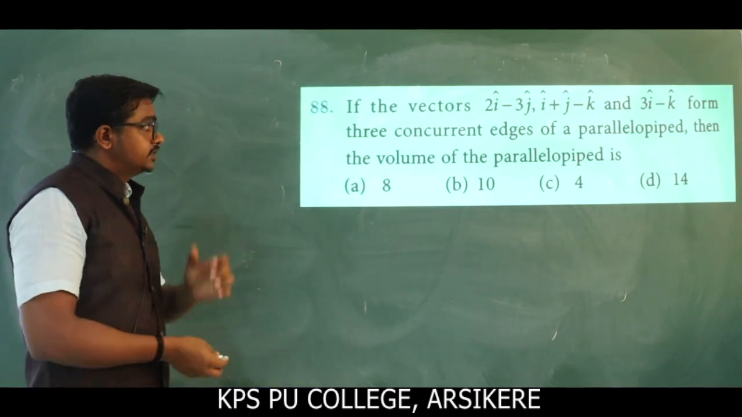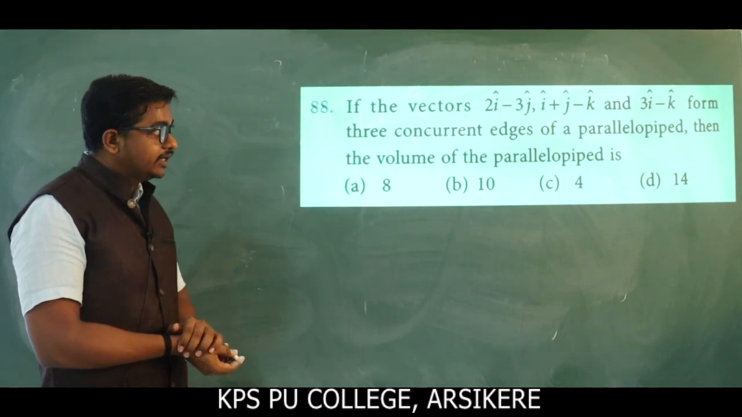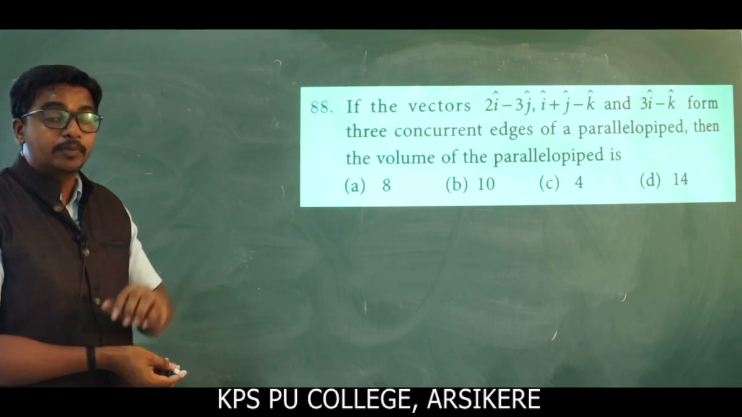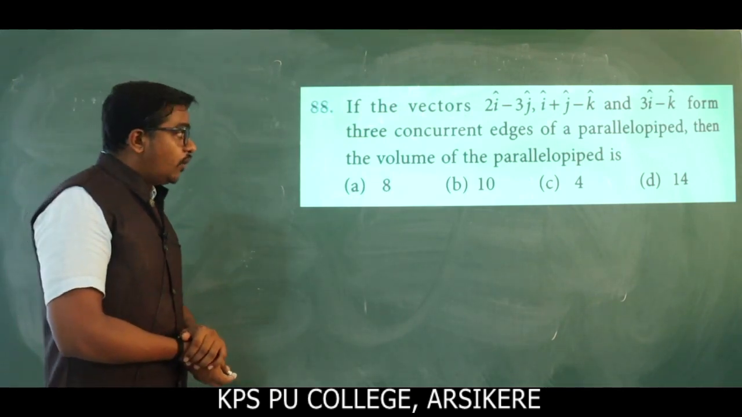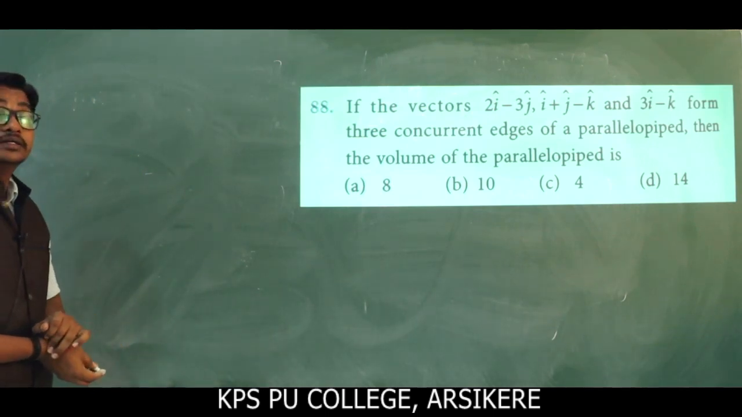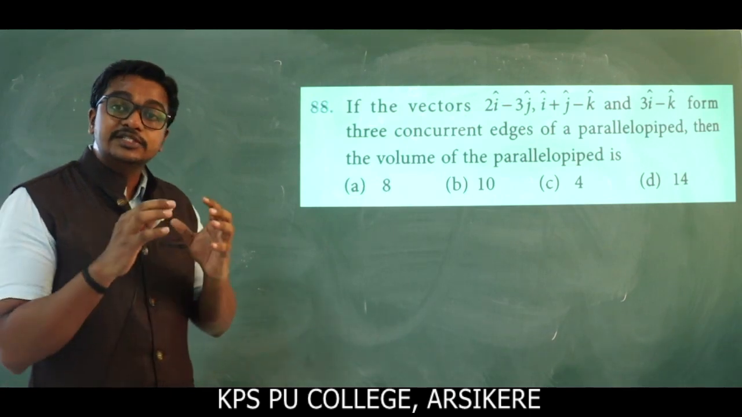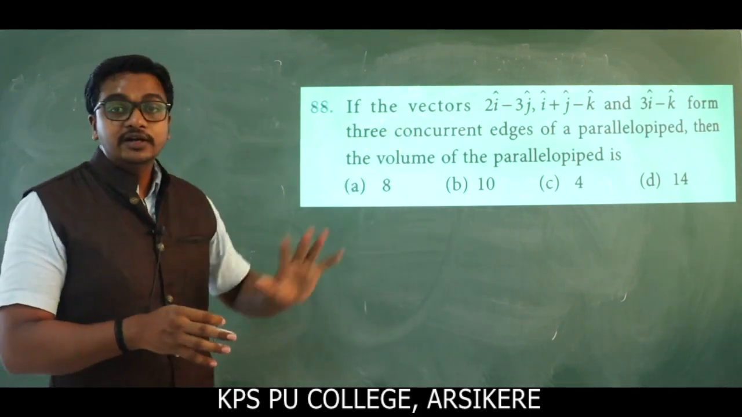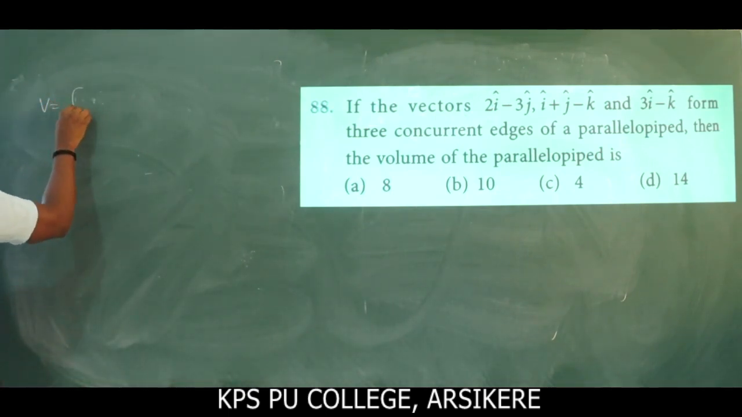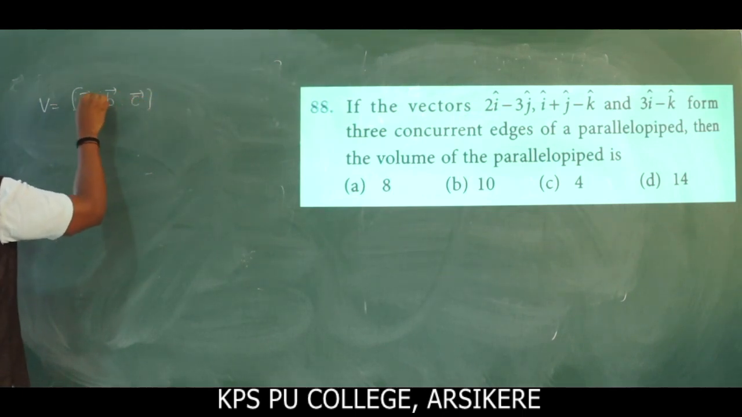If the vectors 2i minus 3j, i plus j minus k, and 3i minus k form three concurrent edges of a parallelepiped, then the volume of the parallelepiped is... There are three concurrent edges of the parallelepiped, which means the corresponding volume is just the scalar triple product of the given three vectors. Volume V is equal to the scalar triple product. Take the given vectors as vector A, B, C respectively.